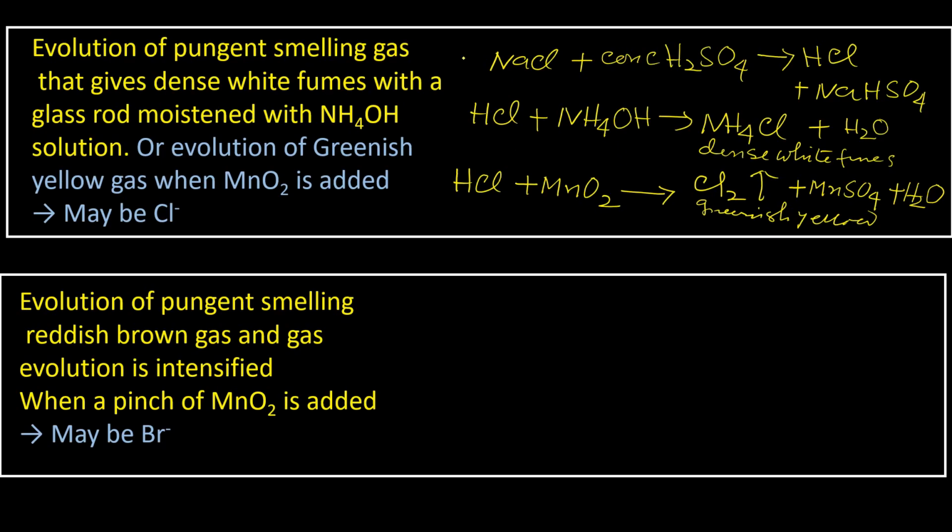so what is the overall reaction? You just add this reaction and this reaction. So sodium chloride, concentrated sulfuric acid, this HCl getting cancelled, this manganese dioxide, and the products are sodium bisulfate, chlorine. This manganese will combine with sulfate, manganese sulfate, and water will be formed. Okay? And you'll get the greenish yellow gas, right?